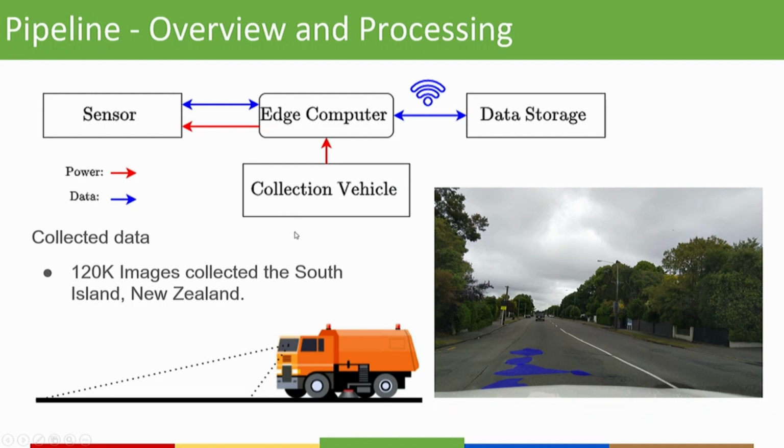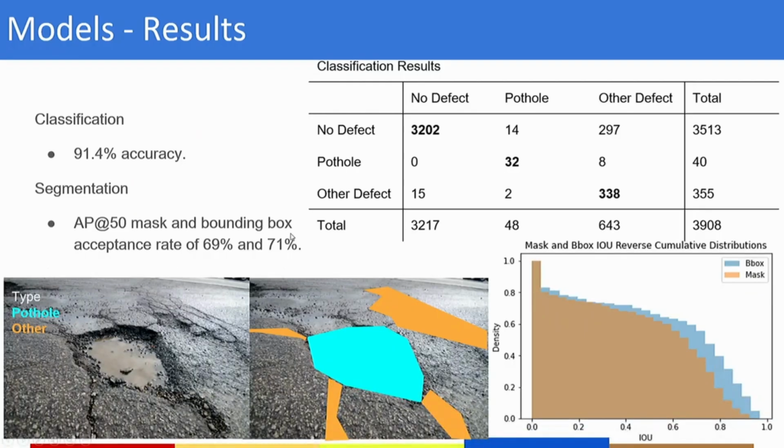We collected over 100,000 images, and then we got some results. First, for the high-level image processing, we were able to get over 90% accuracy for classification, what sort of defect it is. Potholes are the most important one because potholes do most of the damage. Also, we're getting good bounding boxes, so not only are we finding the defects, we're able to find an approximate size of the defects as well. And here's the confusion matrix for this.